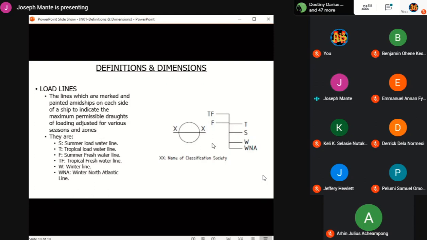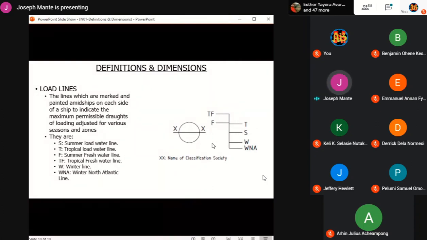The load line marks follow IMO, which came out with specific ways to design them. Here we are saying that they are the lines marked and painted midship on each side of a ship to indicate the maximum permissible draft of loading adjusted for various seasons and zones. At every season, for instance in summer, there is a certain load line you have to get to. In winter, in the tropics, or when you move from sea into fresh water, there is a certain freeboard and draft you have to maintain.